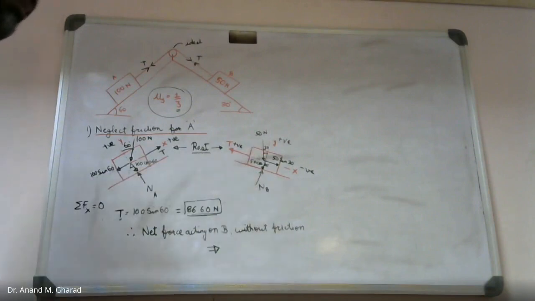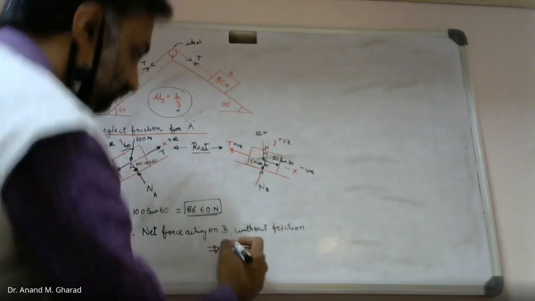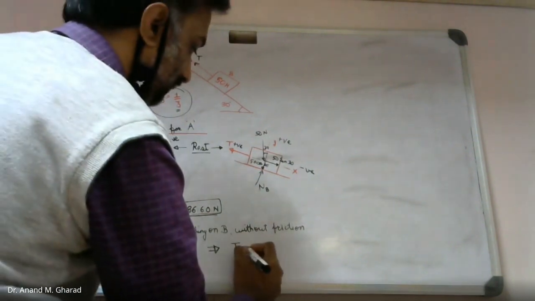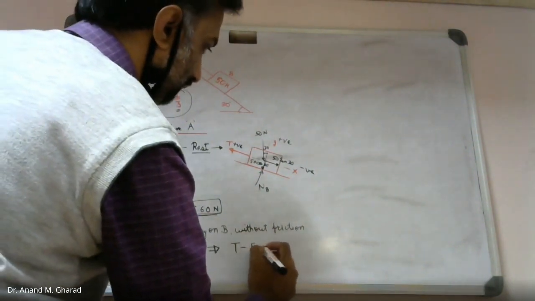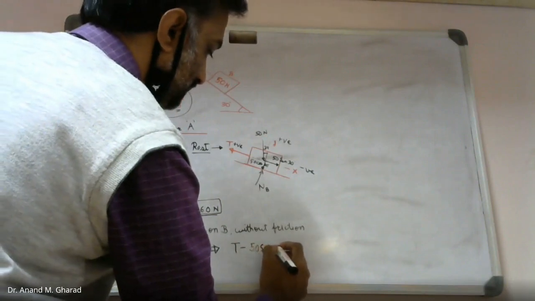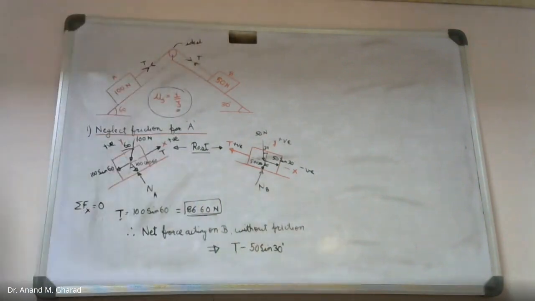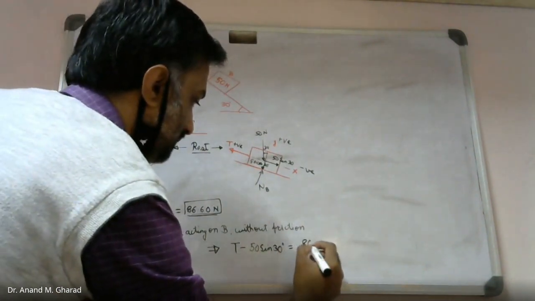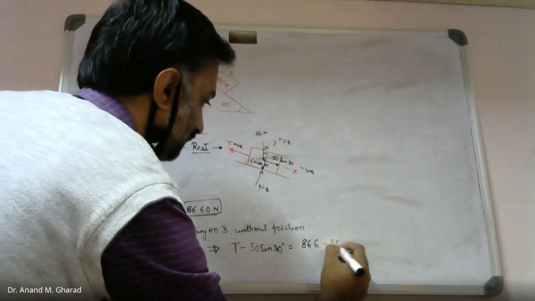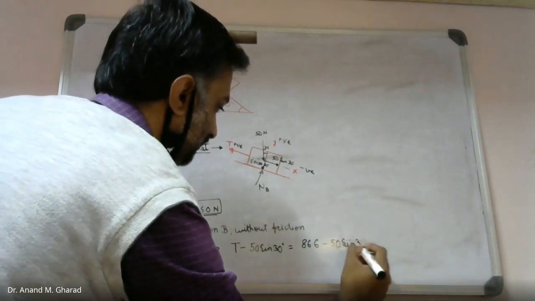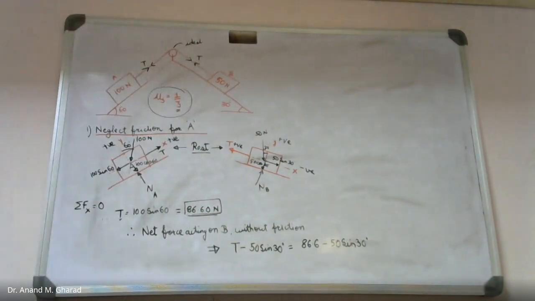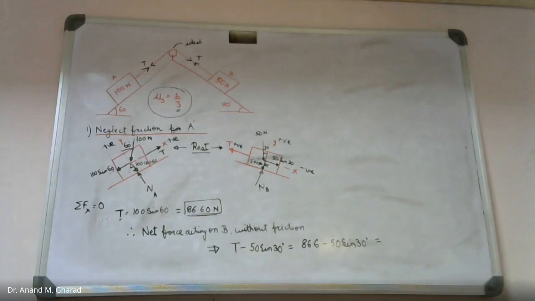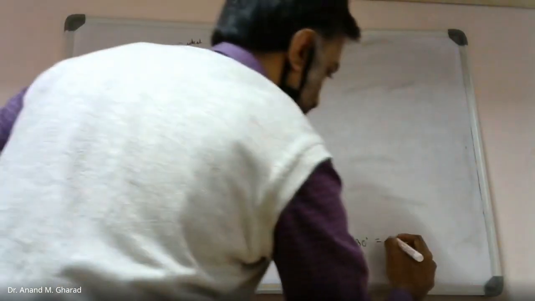acting on block B? How much will it be? So I will write down the equation T minus 50 sin 30, or this is 86.6 minus 50 sin 30. How much is the value? Can you please let me know? 61.6.